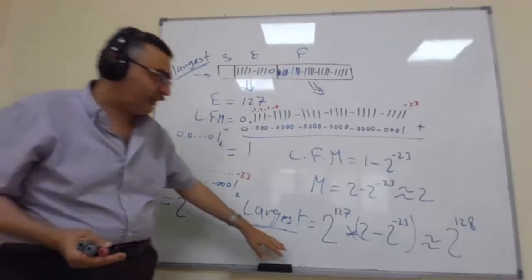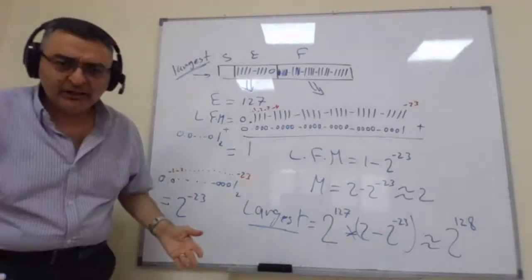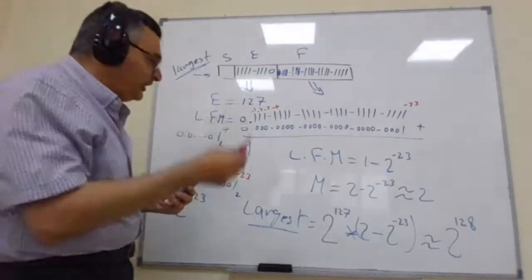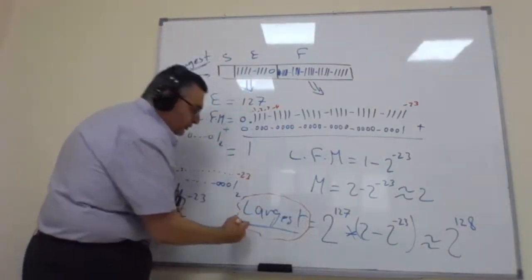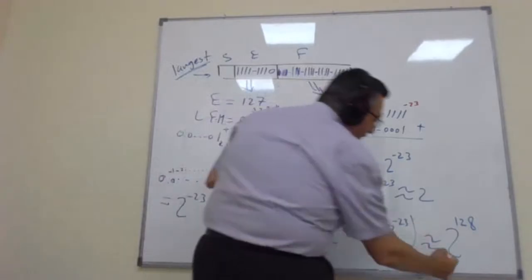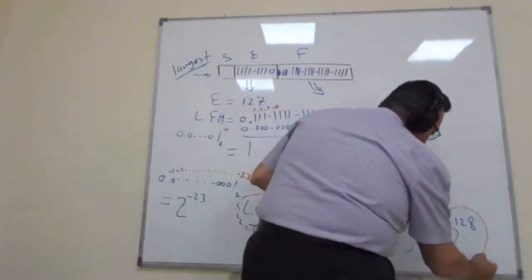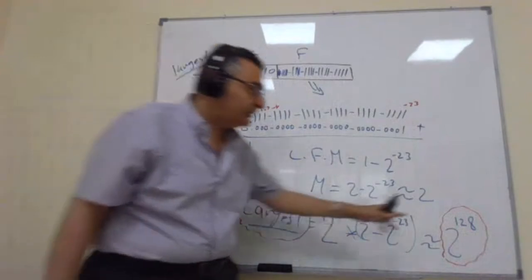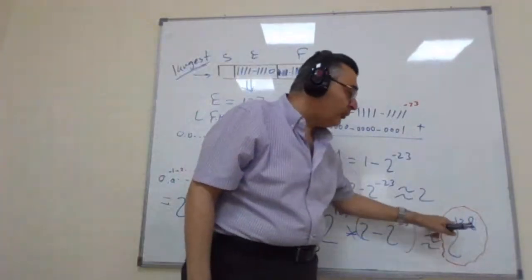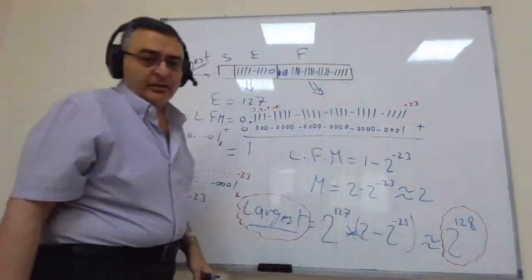This is just a mathematical trick to get the equation. At the end of the day, what is the largest value that I can represent in floating point? The largest value ever, with the largest value of exponent and the largest value of Mantissa, is 2 to the power 128.